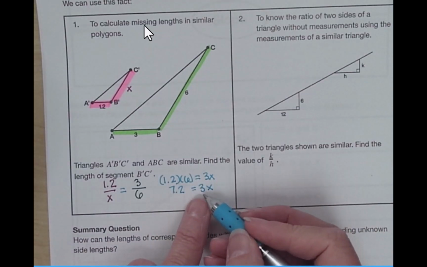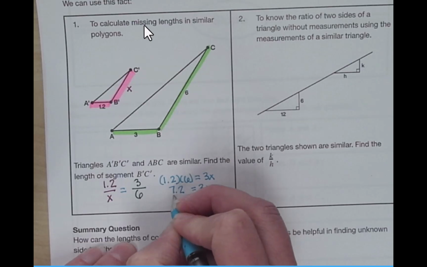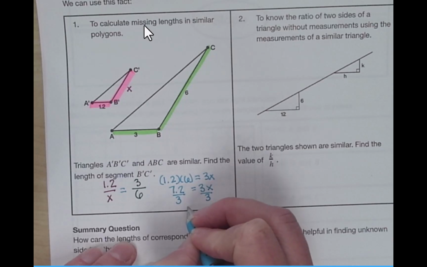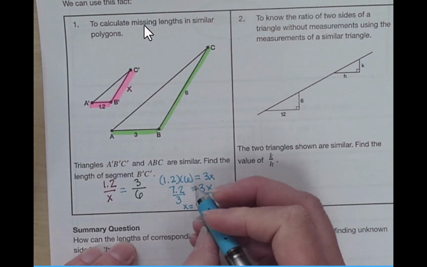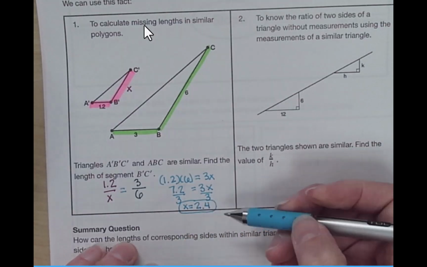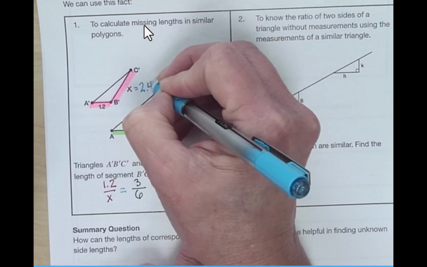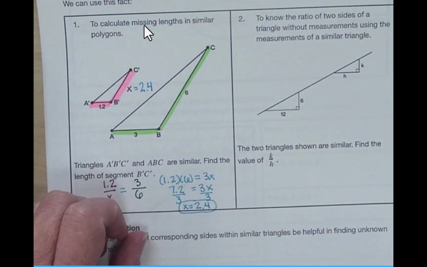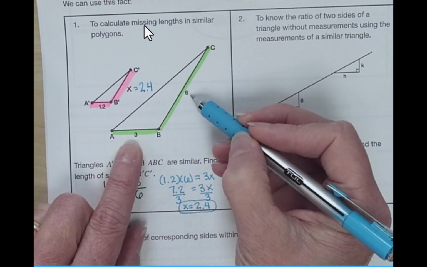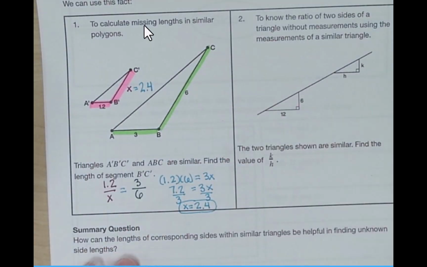And if I want to find out the number that I have to multiply 3 by to get 7.2, let's just divide both sides by 3. 7.2 divided by 3 gives me 2.4, or 2 4/10. And that's my missing side length. And that seems like it would make sense. If I multiply 3 by 2, I should get 6. If I multiply this side by 2, I get 2.4. All right.